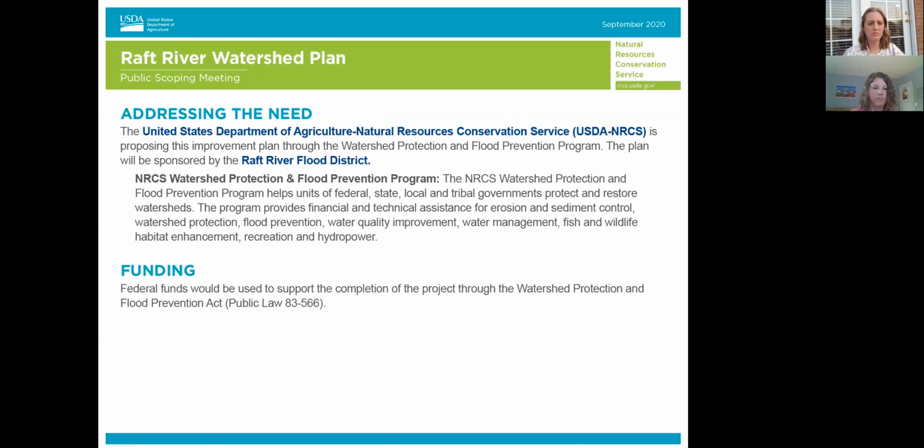The United States Department of Agriculture Natural Resource Conservation Service has selected the Raft River watershed to participate in the Watershed Protection and Flood Prevention Program. The goal of the Watershed Program is to protect and restore watersheds. It provides both financial and technical assistance for watershed improvements, including flood control, sediment control, and water management, among others. Funding for the program is provided through the Watershed Protection and Flood Prevention Act, also known as Public Law 83-566. Next slide, please.